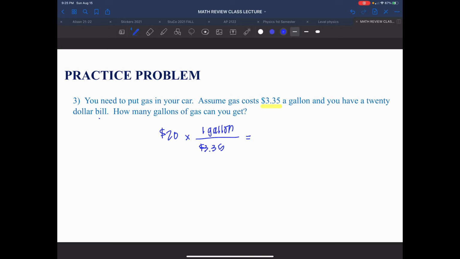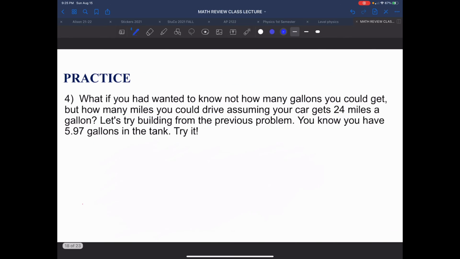All right, so how many gallons can I get? 5.97 gallons. Remember that for the next problem. Okay, so you can get roughly 6 gallons on your $20. Okay, now you'd try this. Remember, we're at 5.97 gallons.